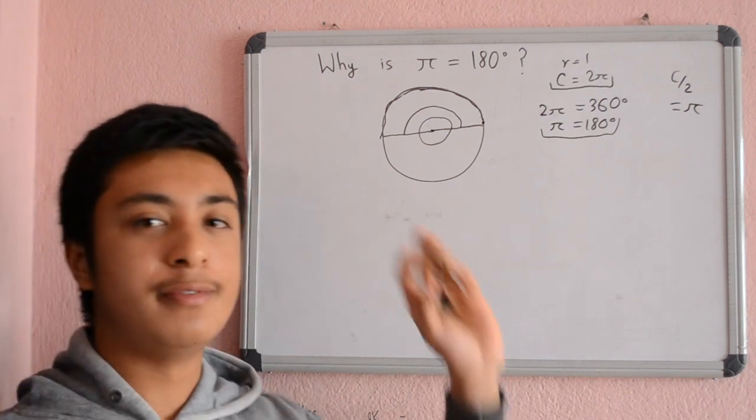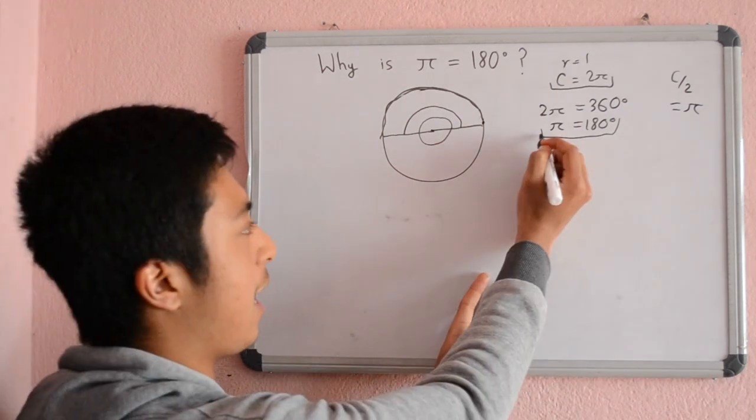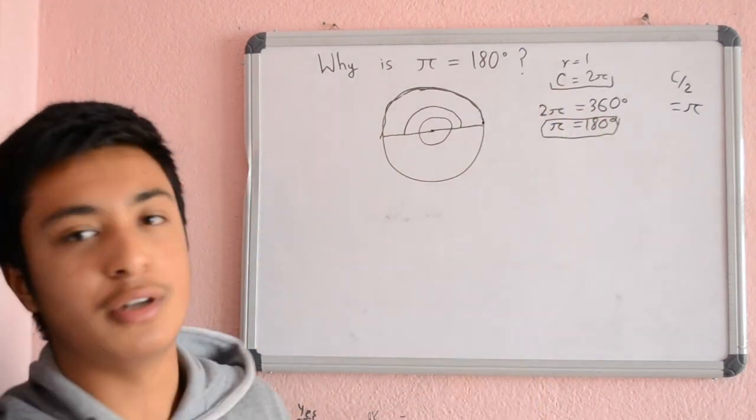And similarly, you can prove pi by 2 is 90 degrees, pi by 4 is 45 degrees, because at this point, you just have the answer that pi is equal to 180 degrees.